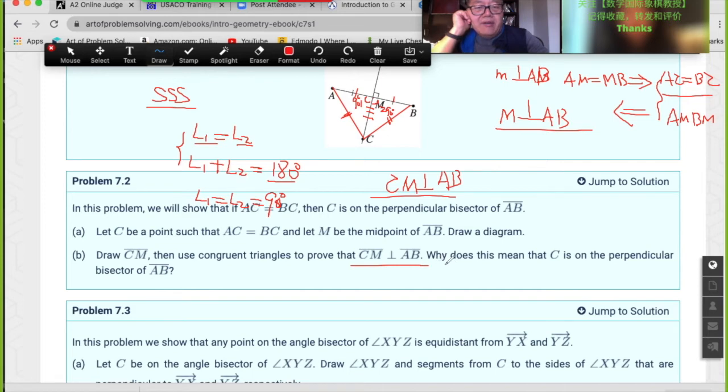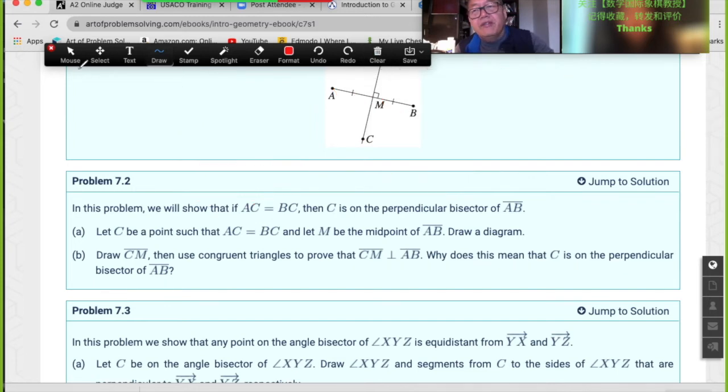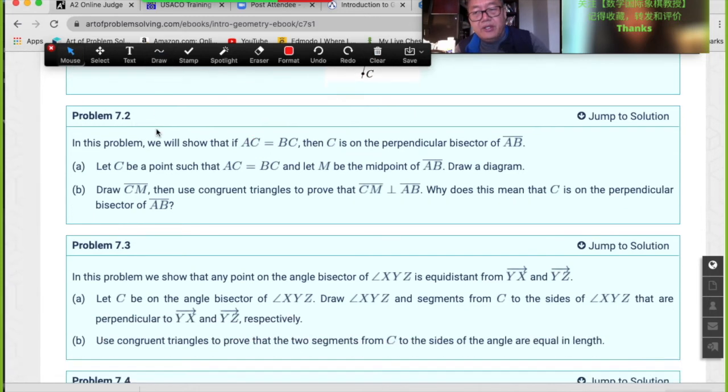Now let's see. They ask you, why does this mean that C is on the perpendicular bisector of AB? Because CM is perpendicular and also bisects AB. Therefore, C is on the perpendicular bisector of AB, on this line through M. Okay? Do you have any question? No. Okay, if no, now let's go here.